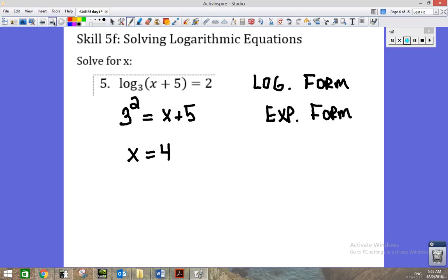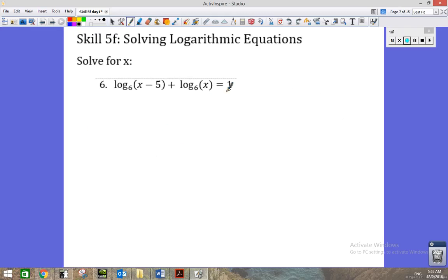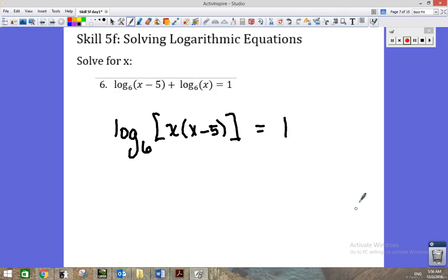On number 6, on the left hand side, I have the same base and I have a sum of logs by the product rule. I can write that as a single logarithm. I can write this as log base 6 of x times this binomial x minus 5. But now on the right hand side, I have 1. Now here it's pretty easy to rewrite this as log base 6 of 6 without much thought.